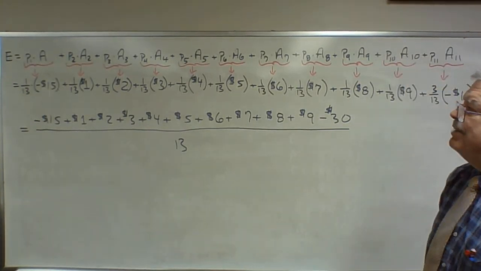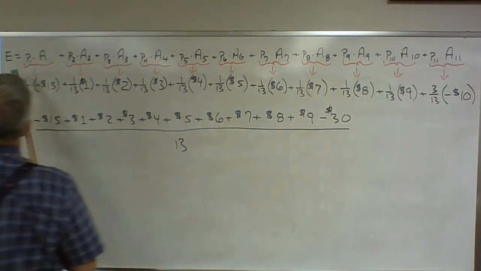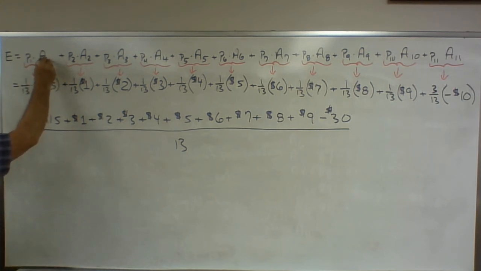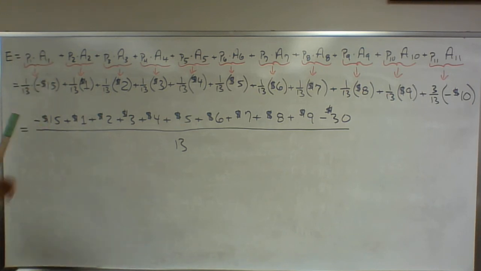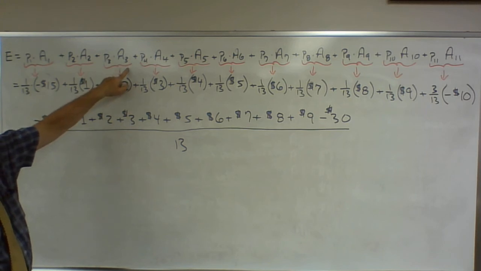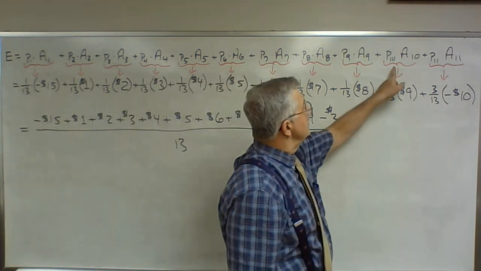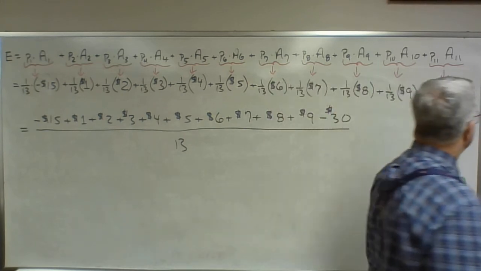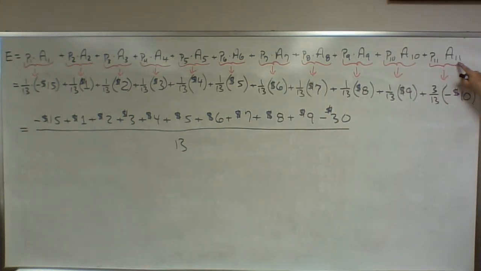Okay, here we do our expected value formula. The expected value of our gain, or the expected gain, is probability of getting an ace times the amount gained if we get an ace, the probability of getting a 2 times the amount gained if we get a 2, probability of getting a 3 times the amount gained if we get a 3, and so on, probability of getting a 10 times the amount gained if we get a 10, probability of getting a face card times the amount gained if we get a face card.